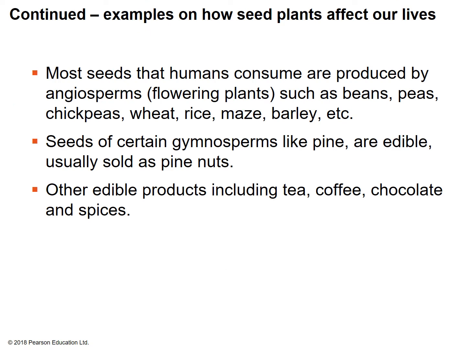Most seeds that humans consume are produced by angiosperms, such as beans, peas, chickpeas, wheat, rice, maize, barley, etc. Seeds of certain gymnosperms, like pine, are edible, usually sold as pine nuts. Other edible products include tea, coffee, chocolate, and spices.